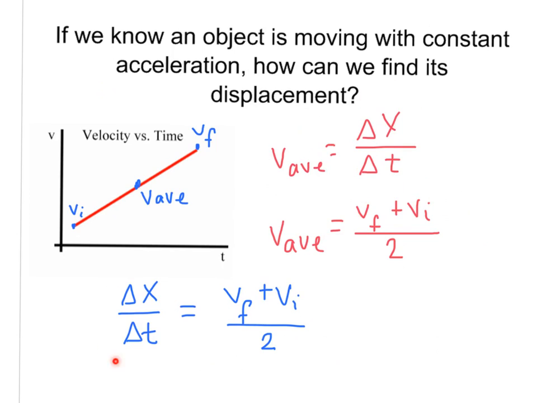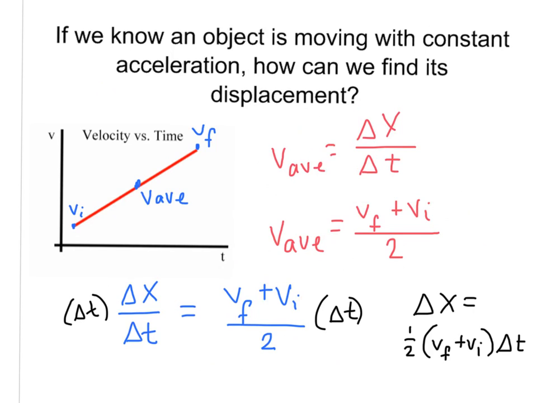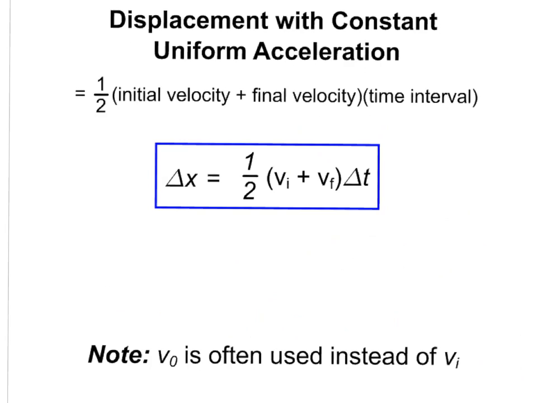I said change in position over change in time must be equal to the final velocity plus initial velocity divided by 2 for the average velocity. Once I do that, I can simply do a little algebra, multiply both sides by delta t. And when I do that, these cancel out, and my final equation would look like this. The change in position is equal to, I just pulled this 2 out to make it 1/2 times the sum of the final velocity and the initial velocity times delta t. And that is my equation. On the next slide, I will have it written out neatly for you. And there it is, the equation for displacement when we have constant uniform acceleration.